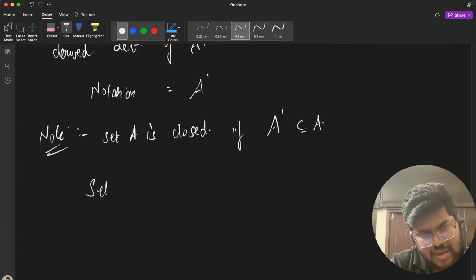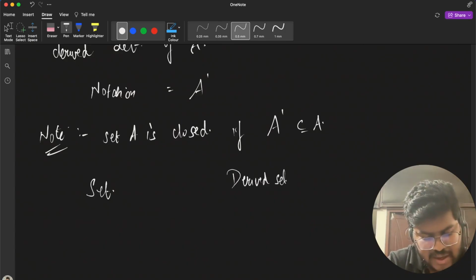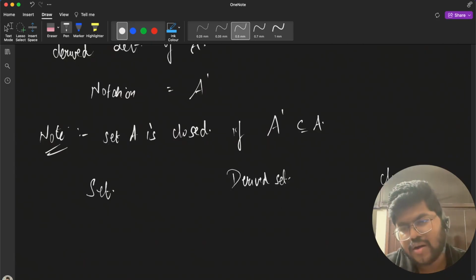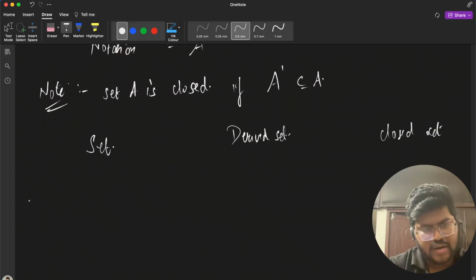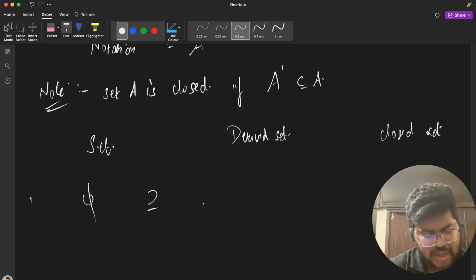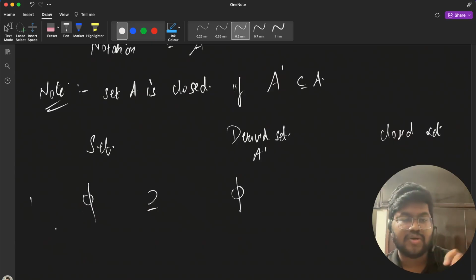Now we will be discussing some examples. I will give a set, and I will tell whether it has a derived set or not, and whether this set is a closed set or not. So let us start with the empty set. Recall the empty set has no neighborhood points. The empty set is of course a subset of itself. So A dash is also phi, the derived set of limit points, because each of the limit points is what, the neighborhood points, all the neighborhood points.